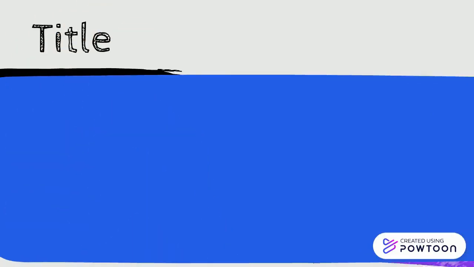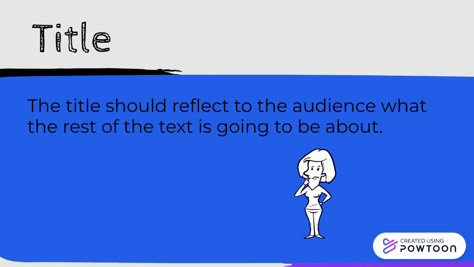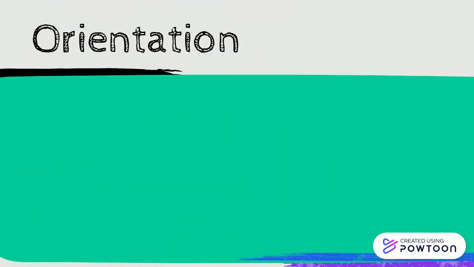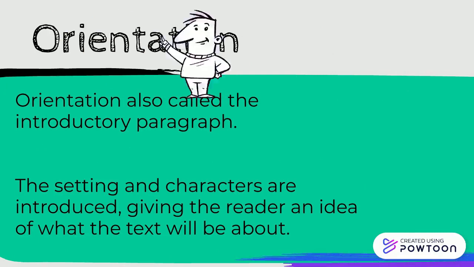The title should reflect to the audience what the rest of the text is going to be about. The orientation is also called the introductory paragraph. The setting and characters are introduced, giving the reader an idea of what the text will be about.